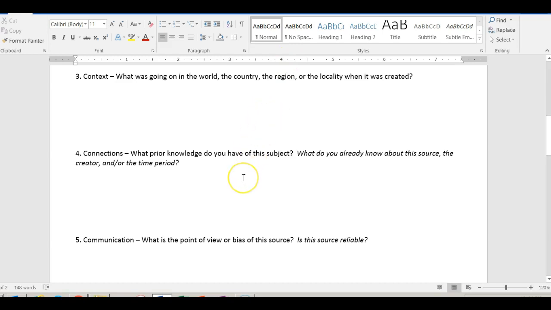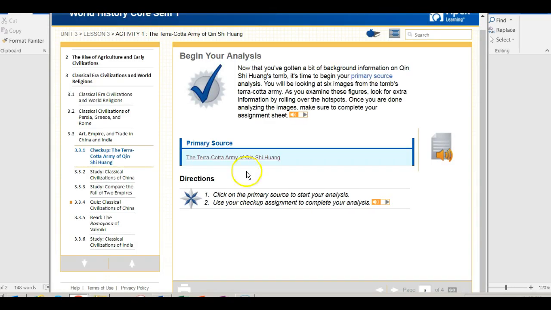The fourth question: what prior knowledge do you have of this subject? First, let me say that it is okay if you don't know anything about the source. What I want you to do is to connect some kind of thread with the source. Maybe you have heard about the author. Now, this doesn't have an author, obviously, but maybe you have heard of this emperor. Maybe you have heard about this area of the world.